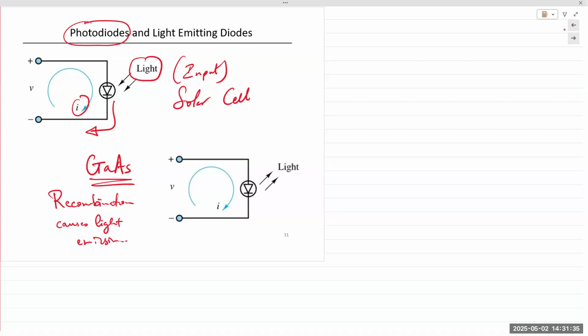Light emission. Hence, light emitting diodes. In most electronic devices, the energy is dissipated as heat. In LEDs, it's dissipated mostly as light, and some of it is heat. And that's why LEDs are more power efficient than incandescent lamps.